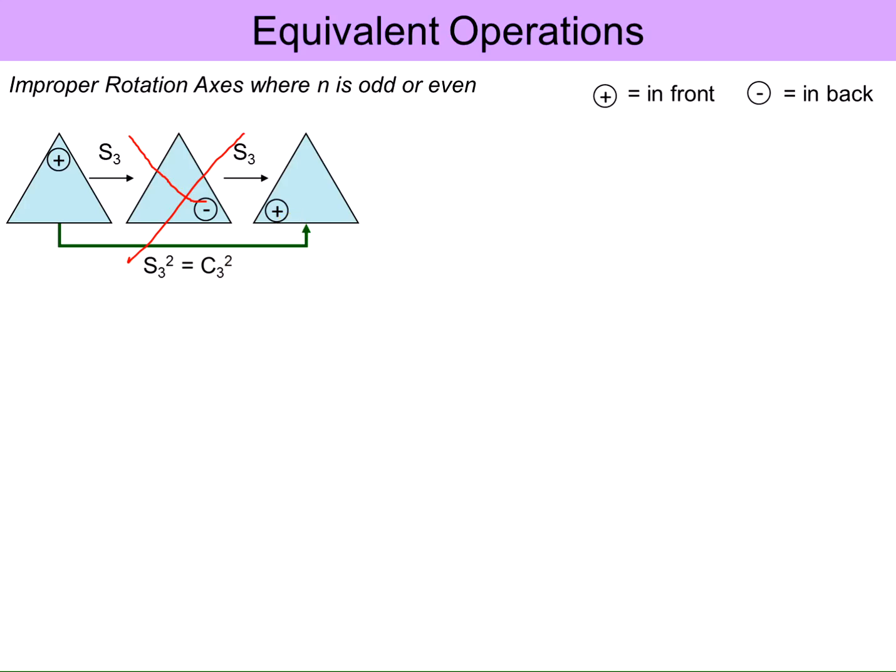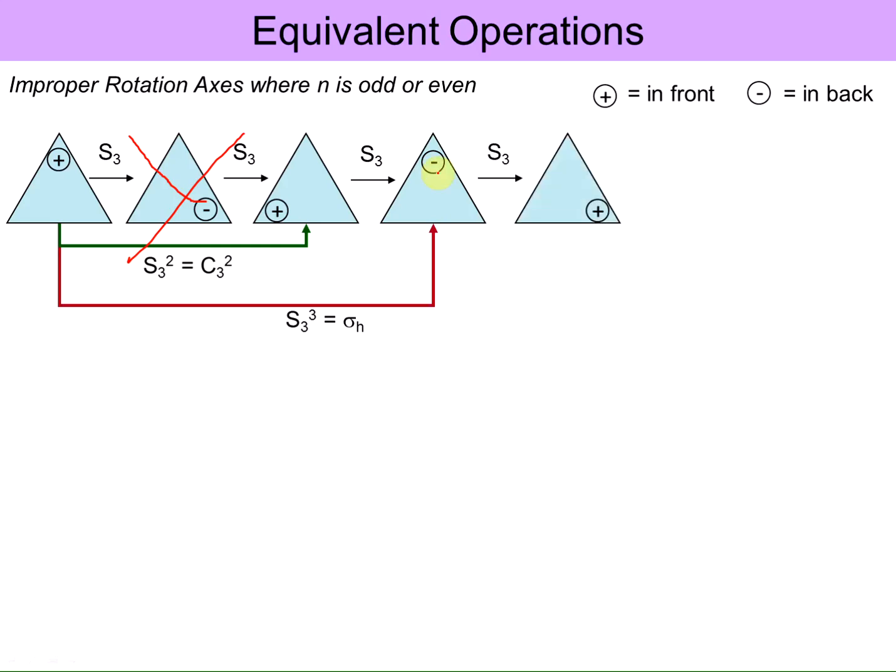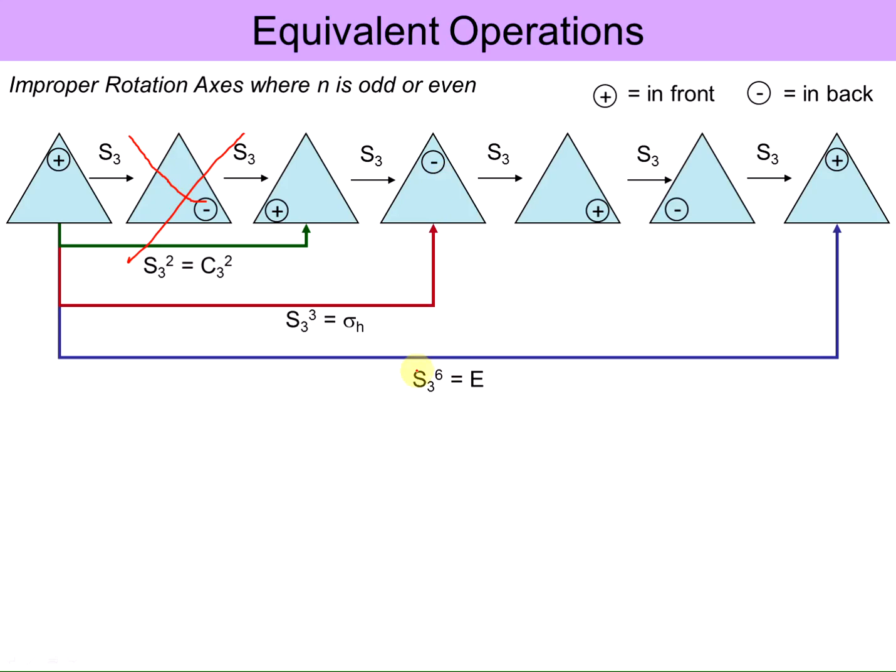Now if I do another S3, the S3-3 is going to be equivalent with a sigma H. Because looking from here to here, it looks like I didn't move it at all. I just reflected it through the plane of the paper. So what was at the top went to the back. Now if I do another S3, and again, here I've done an S3 6 times. And once I do that, I get back to the original configuration. So the S3-6 is equivalent to the E, or the identity operation.